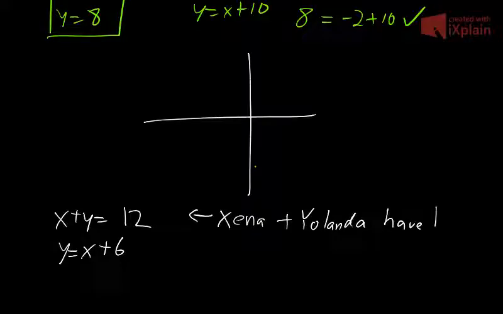Have $12. So if Zena and Yolanda have a total of $12 between the two of them, we add up what they have. x plus y equals 12.